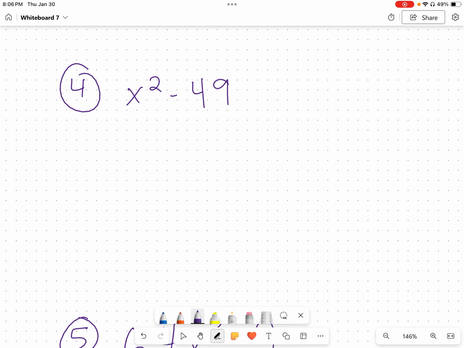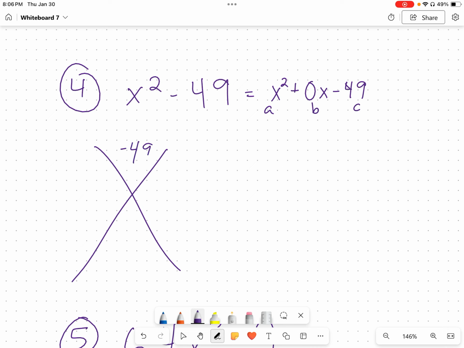x squared minus 49. So this is where we don't have the middle term. So it's like this. If we do a times c, negative 49, and adds to get 0. So what multiplies to get negative 49 but adds to get 0? That means that these guys have to be the same, just one's positive and one's negative. And that would be 7 and negative 7.